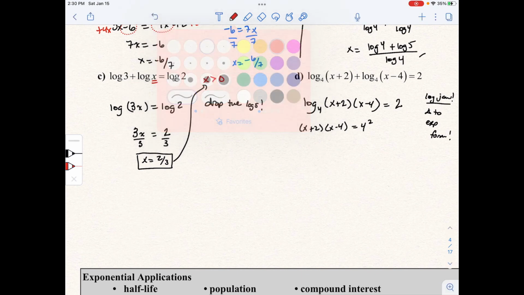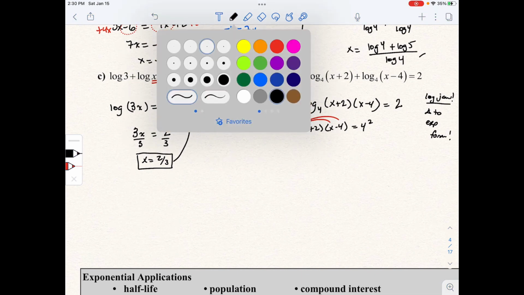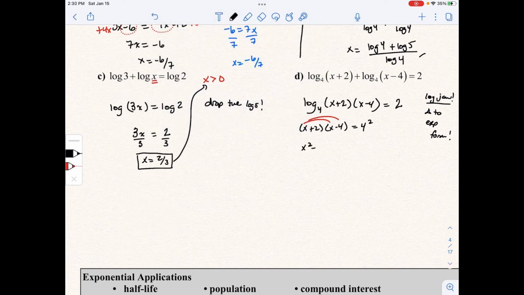So we get x plus 2 times x minus 4 is equal to 4 squared. And of course, on our left-hand side here, we're just going to FOIL this. So we get x squared minus 4x plus 2x minus 8 is equal to 16. So that's x squared minus 2x minus 24 equals 0. Ooh, and I just realized we also need our restrictions here. From this one, we know that x must be greater than negative 2. And from the second one, x must be greater than 4. So our overall restriction is x is greater than 4.